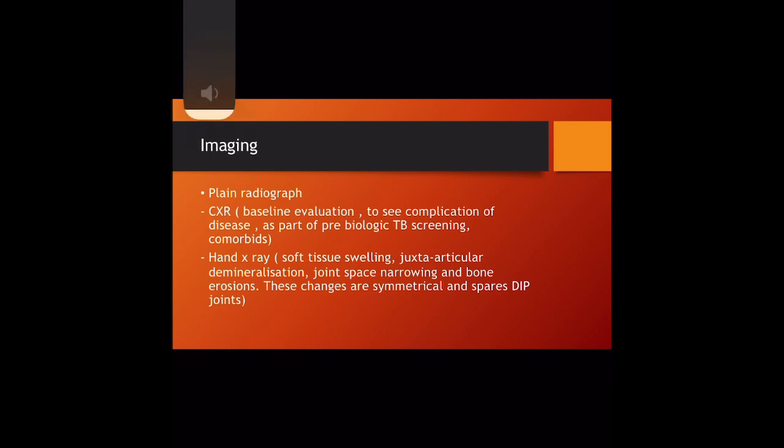Hand x-ray, we can do a hand x-ray. Hand x-ray is to see soft tissue swelling, juxta-articular demineralization, joint space narrowing, and bone erosion. These changes are symmetrical and spare the DIP joint. So most commonly it is the metacarpophalangeal joint and proximal interphalangeal joint.